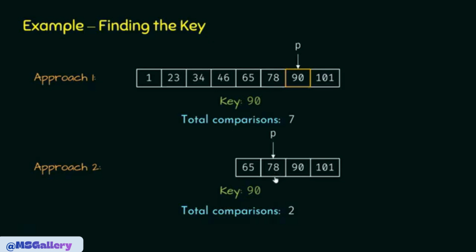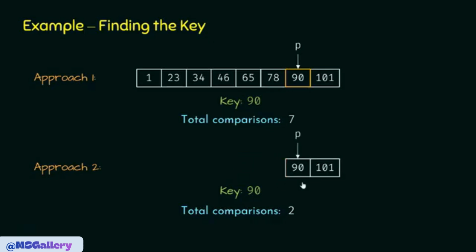That's why we are comparing 78 with 90. Clearly, 90 is not equal to 78, but 90 is greater than 78. Hence, there is no chance that 90 can come before 78. So, we can eliminate this half of the list. And we are left with this half.